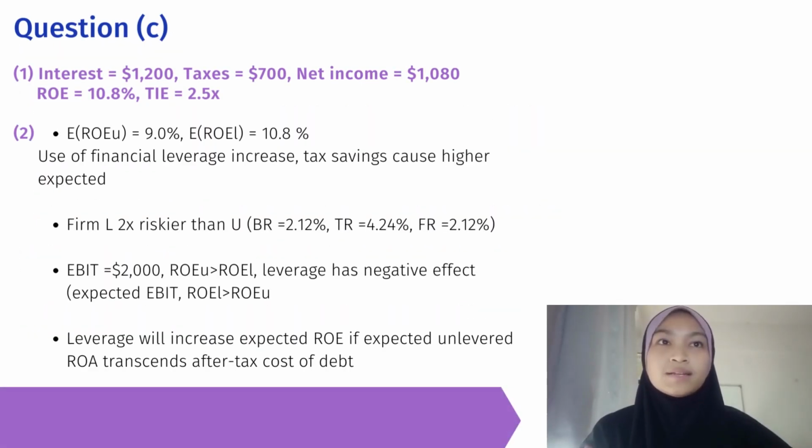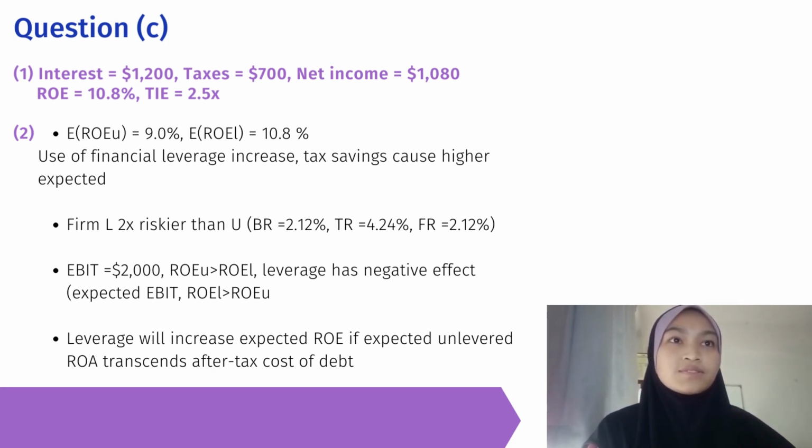Question C1. For the firm L, the interest is 1,200, taxes 700, the net income 1,080, the ROE is 10.8% and the TIE is 2.5.